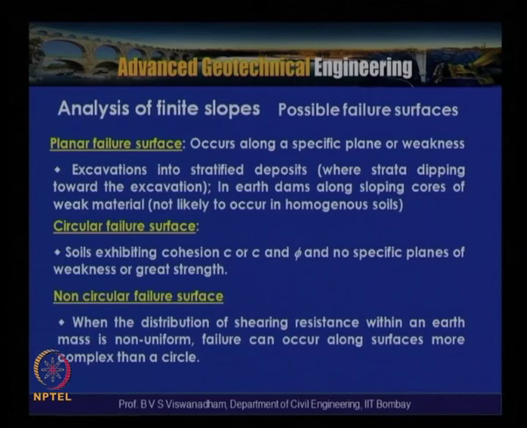Now when we look into the analysis of finite slopes, there are different possible failure surfaces. The failure surfaces can be planar in nature, or if it is a homogeneous soil, then there is a possibility that you get a circular failure surface. And if you have different stratification of soils, there is a possibility that we get non-circular failure surfaces. So in this slide, three different failure surfaces are shown.